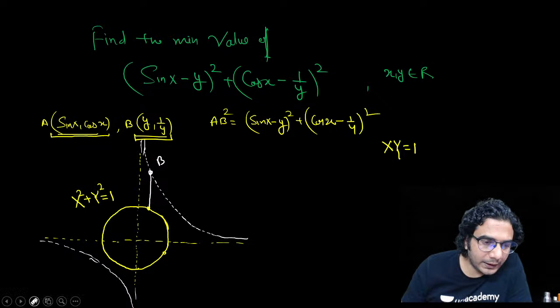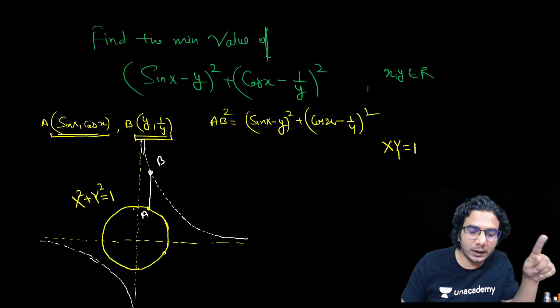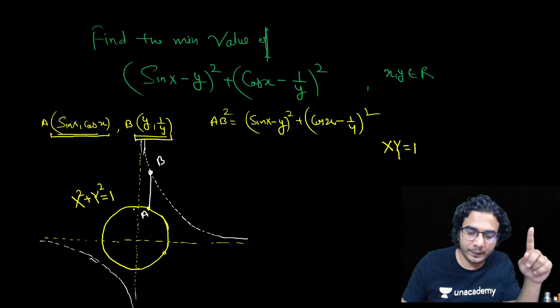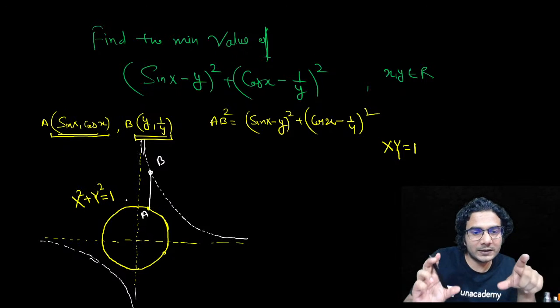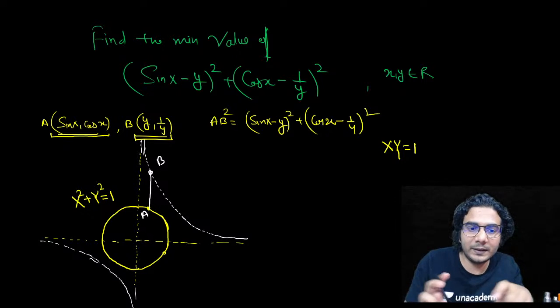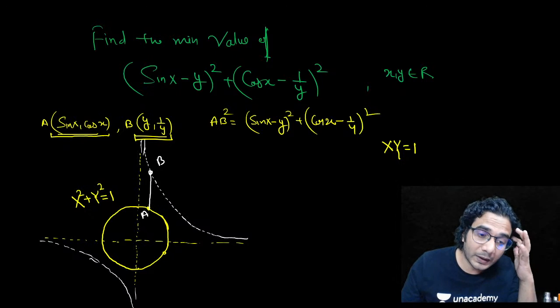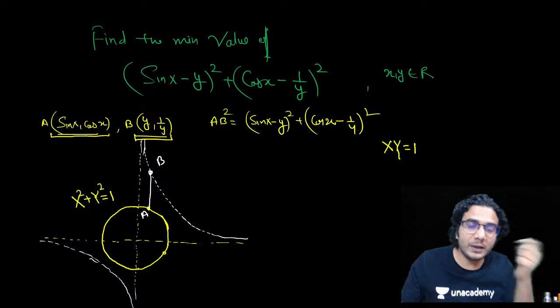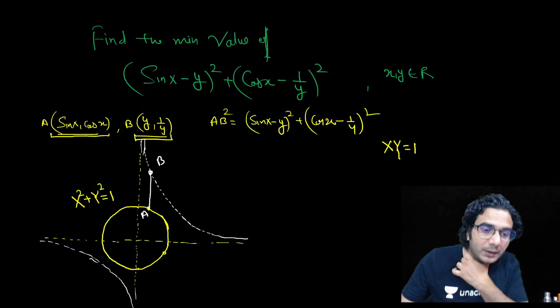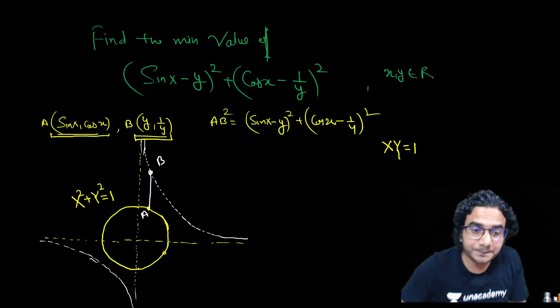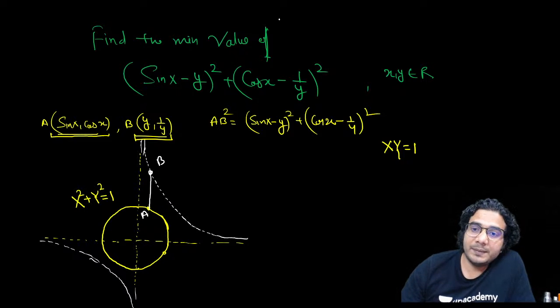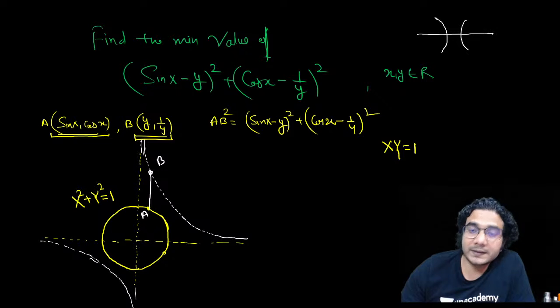So as A is varying, I hope you understood this, A is moving on this circle, B is moving on this hyperbola. So AB will keep changing. AB will be minimum along the common normal, the shortest distance, because AB represents the distance between circle and hyperbola. In a hyperbola, its transverse axis is also one of the normals, and in a circle, we know that any line which passes through the center is a normal.